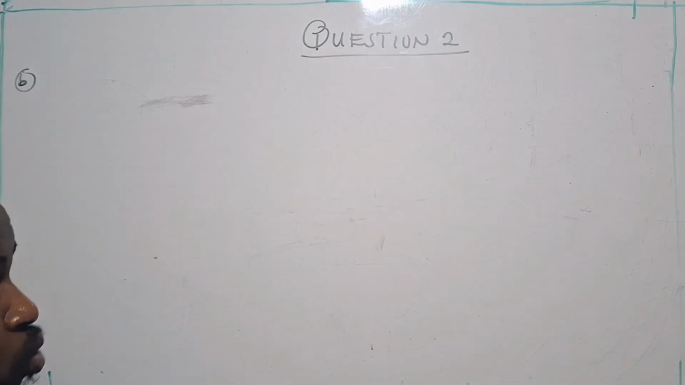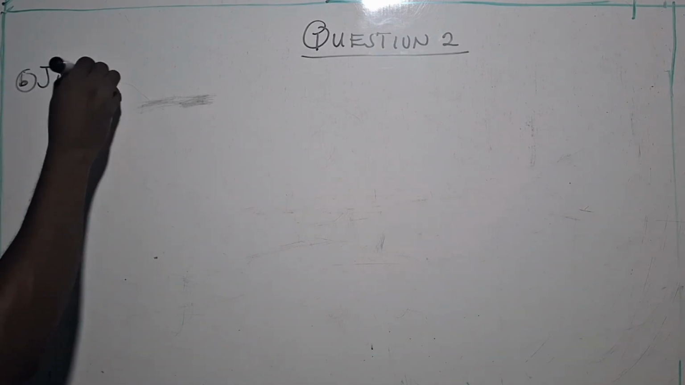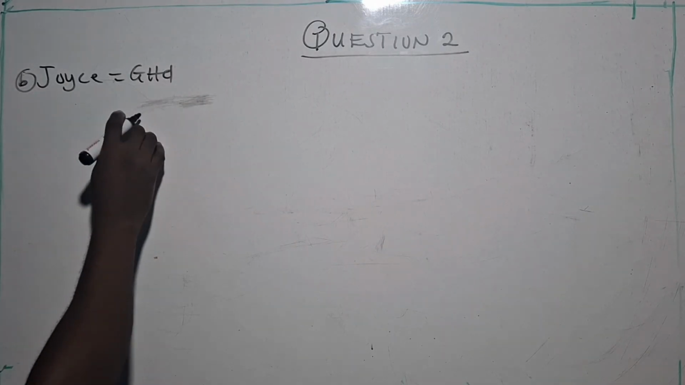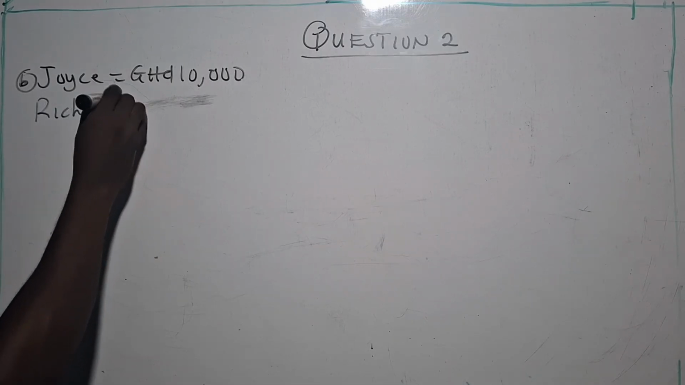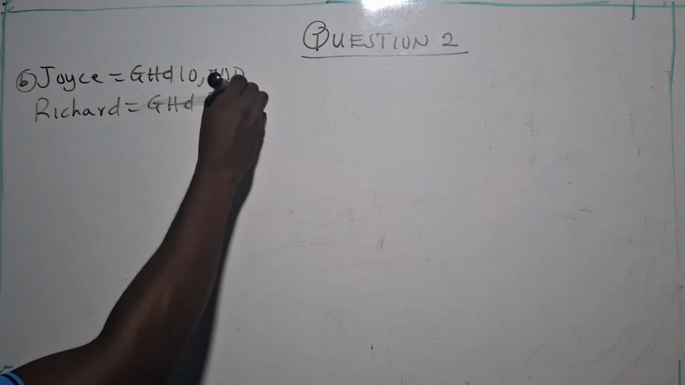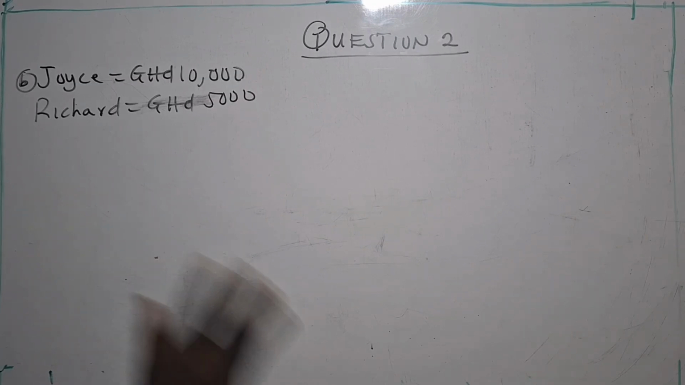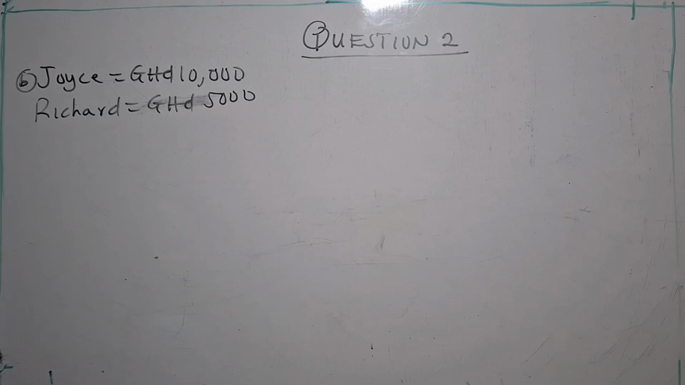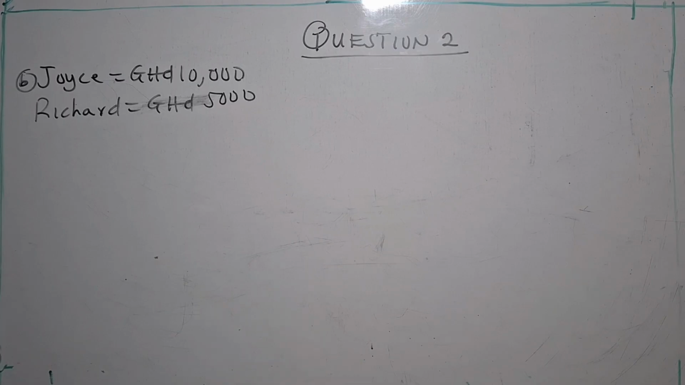Now, this question is also simple and straightforward. This is what you need to know. Joyce contributed 10,000, then Richard also contributed 5,000. But there was an agreement that because Richard will serve as a manager, he will be paid 1/3 of the profit because of the role he's going to play. Then after that, any amount left will be shared according to their contribution.